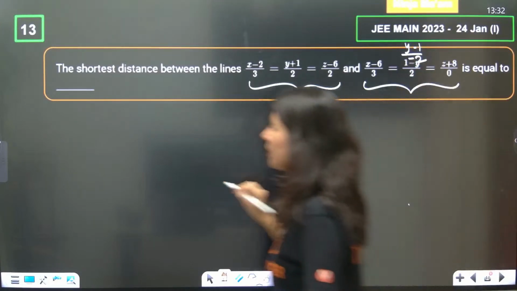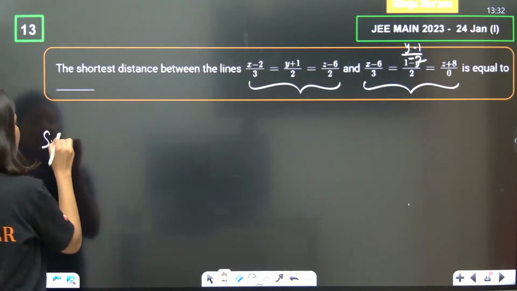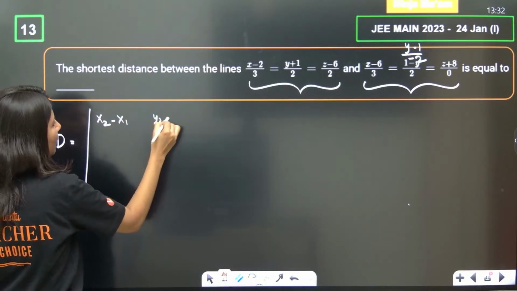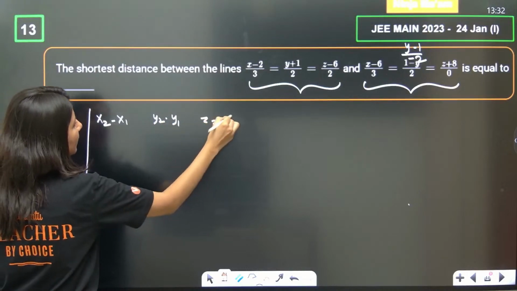Now you know the shortest distance formula. Let me just remind you. x2 minus x1, y2 minus y1, z2 minus z1.